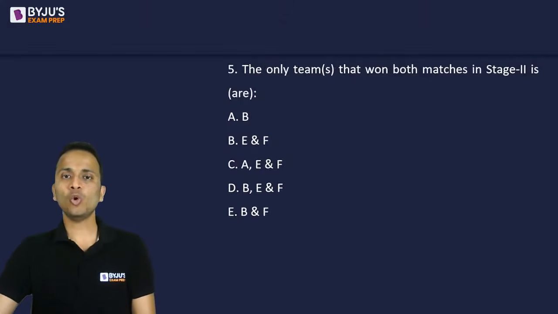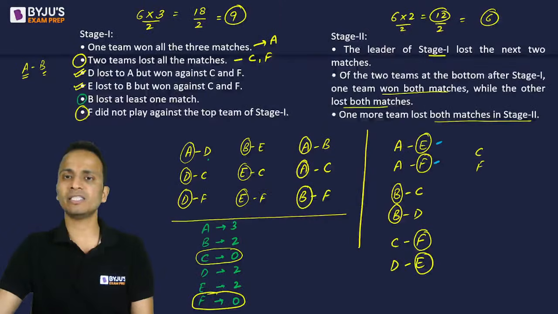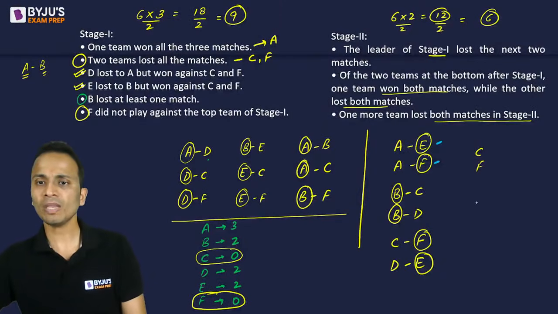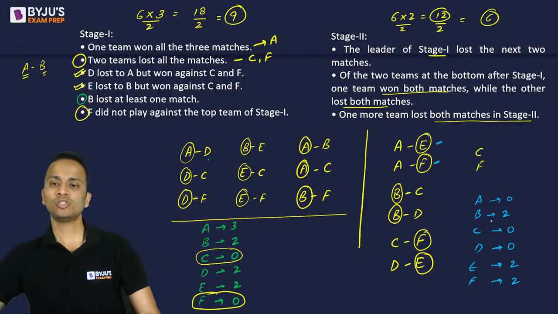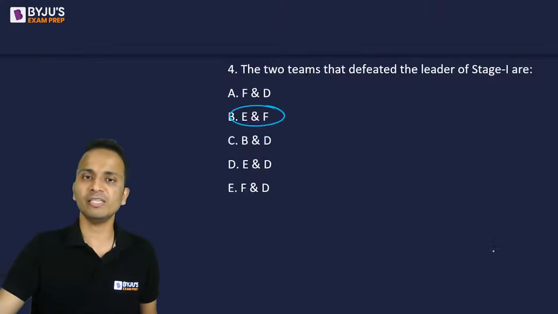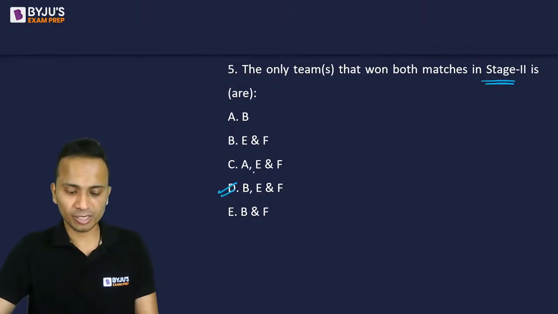Question number 5. The only team or teams that won both matches in stage 2. So which are the team or teams that won both matches in stage 2? In stage 2, A, B, C, D, E and F. A has won 0 matches, B has won 2 matches, C has won 0, D has won 0, E has won 2 and F has won 2. So B, E and F are the 3 teams which have won both the matches in this round. So B, E and F, the correct answer will be option D.